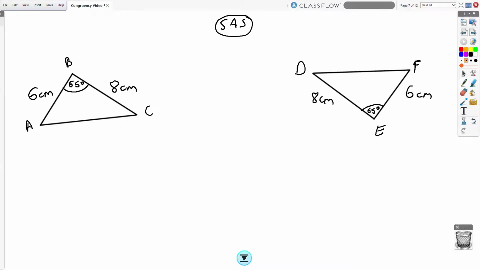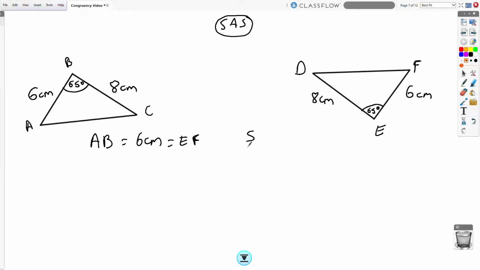Now, you want to make sure the angle here is between the two sides, and we know the angle here is between the two sides. So we can use SAS. The reason I want to say that is, if the angle was over here, then we wouldn't be able to use the rule. So let's take a look at AB is 6 centimeters, which is also equal to 6 centimeters on the second triangle, which is EF.